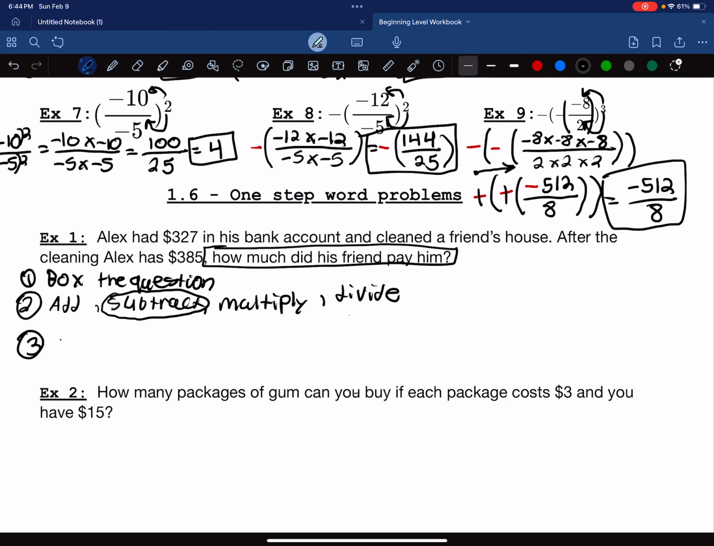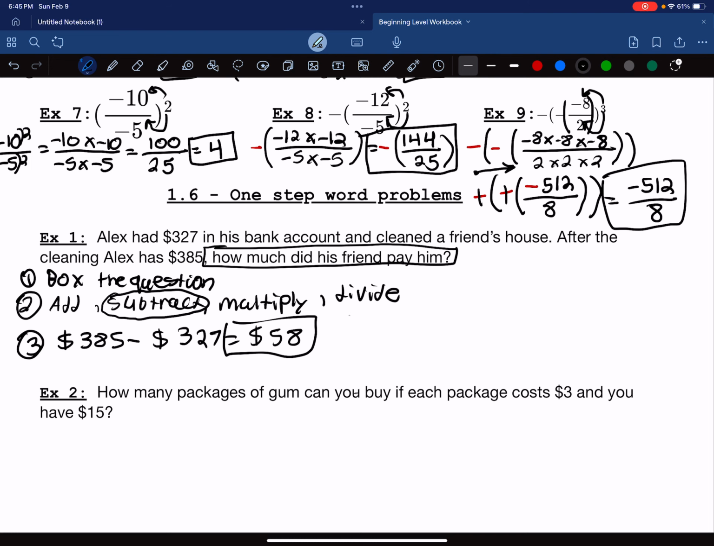So we're going to start with the $385 and then subtract $327. And 385 minus 327 is 58. So his friend gave him $58 to clean his house.